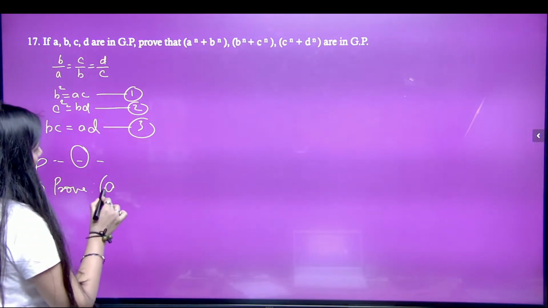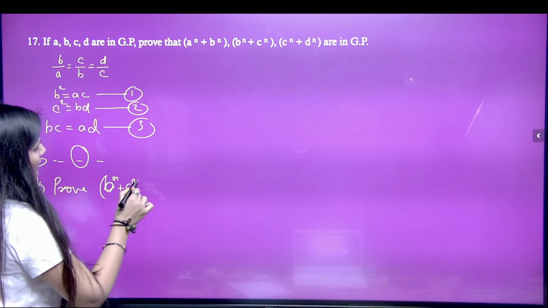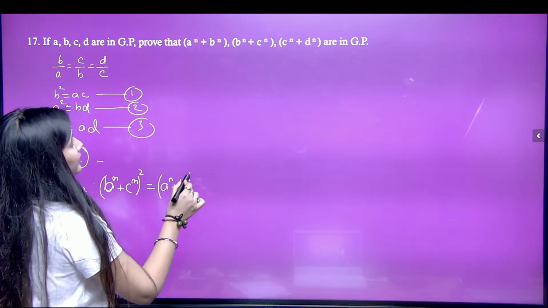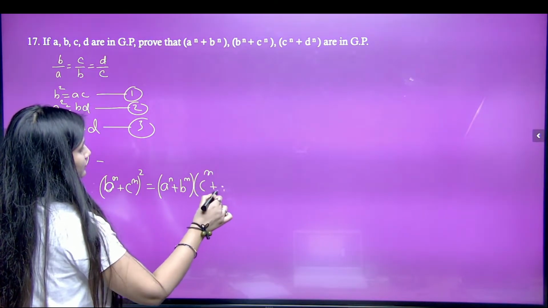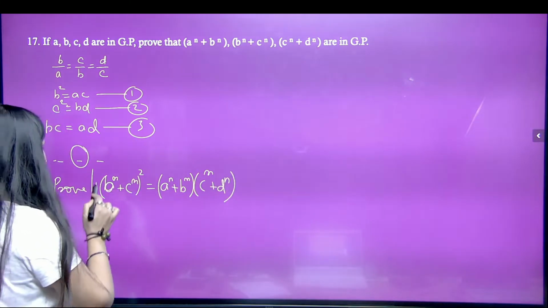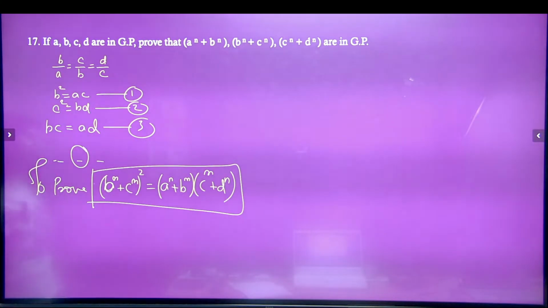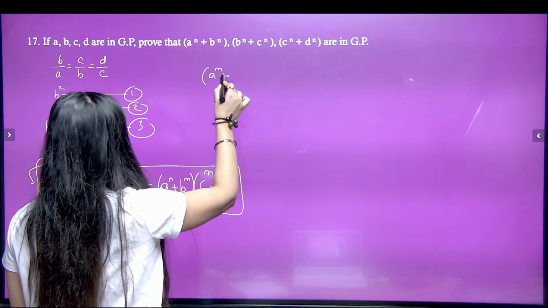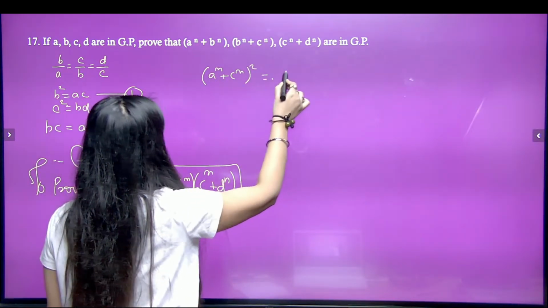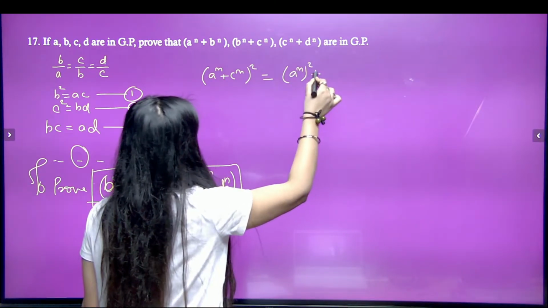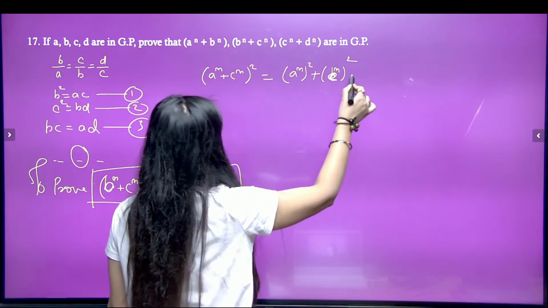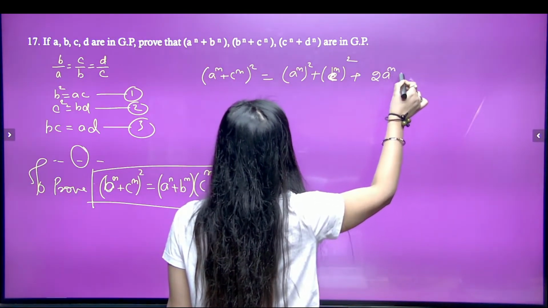square of second term, b to the power n plus c to the power n, square of second term is equal to first term into third term. So this is what we need to prove. Okay, got it? So what I am going to do, I am solving this part to get this part. Okay, so b to the power n plus c to the power n whole square is b to the power n square plus c to the power n square plus 2 into b to the power n, c to the power n.